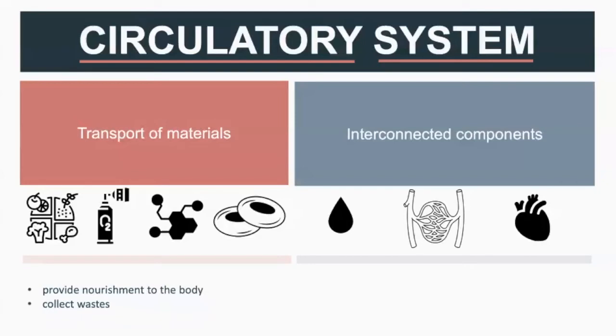Such as supplying nutrients and oxygen to the tissues, collecting metabolic wastes, fighting infections by delivering immune cells to the site of infection, repairing wounds, and maintaining overall homeostasis. The circulatory system is also like a superhighway connecting one organ system to another.